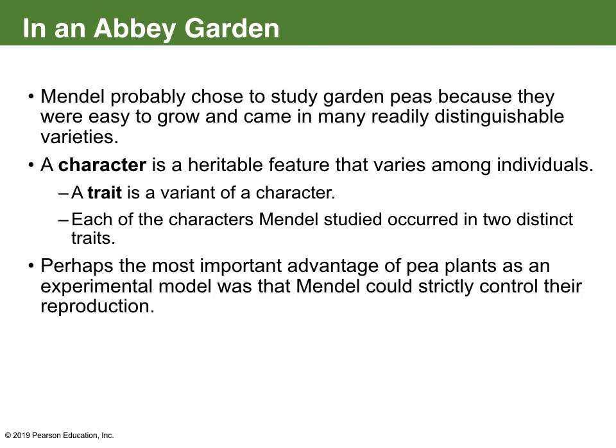Well, A, easy to grow. B, came in many readily distinguishable varieties, right? So things you could compare. Now, a character is a heritable feature that varies among individuals, right? So we would think of things like eye color or height or ability to process lactose, things like that. A trait is a variation of a character. I guess another way you could look at it is if you think of cars, right? Cars have exteriors, so the exterior of the car would be the character. The traits would be the different colors you could get that car exterior done in.